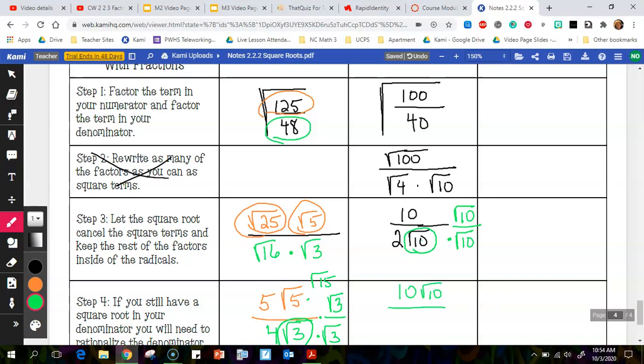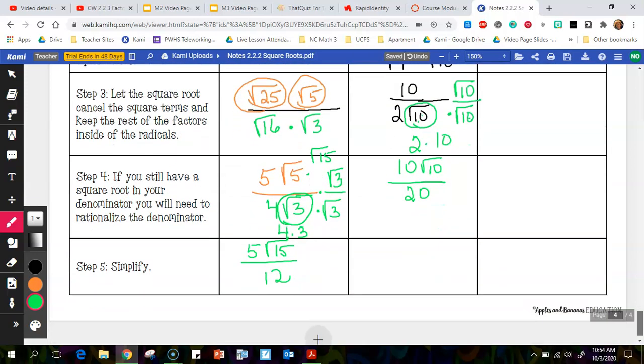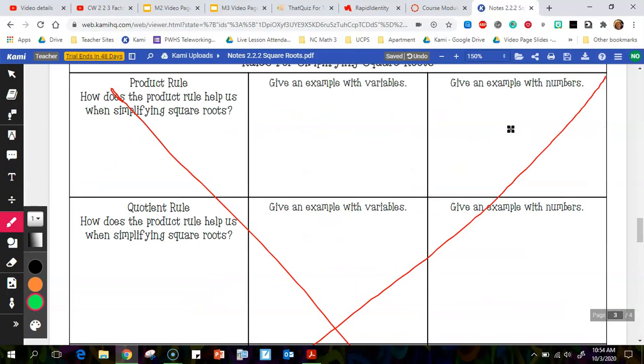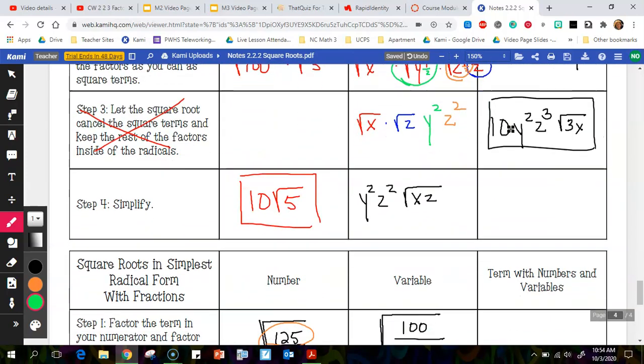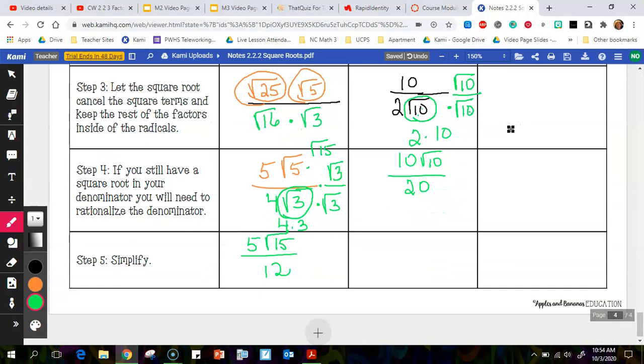This right here, root 10 times root 10. I want you to think about this. The square root of something times the square root of the same thing equals that number, okay? So this is 2 times 10, which is 20. Well, I can still actually simplify this a little bit more. Because 10 over 20 is 1/2. So then, because this 10/20ths is not simplified, divide by 10. So that's going to be 1 times root 10 over 2, or just root 10 over 2.